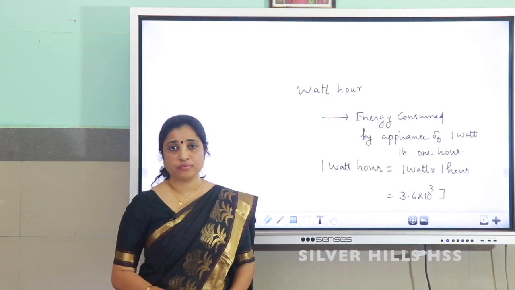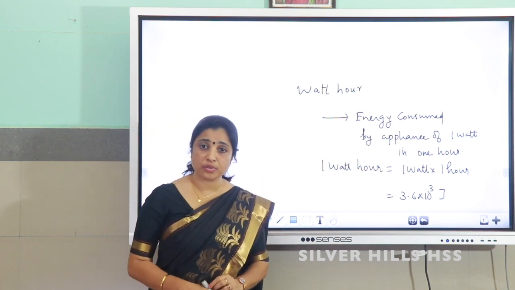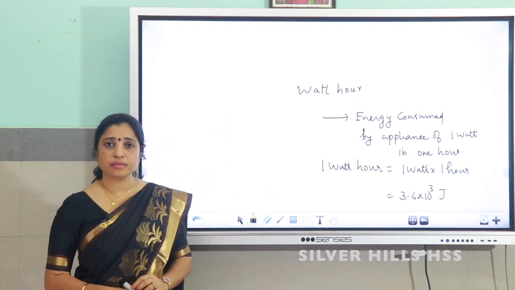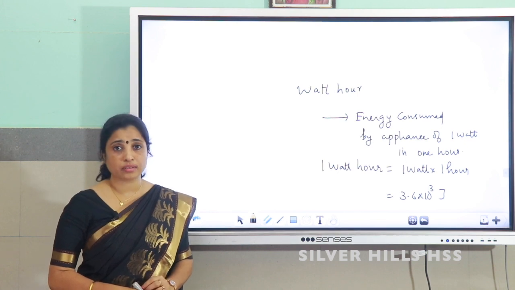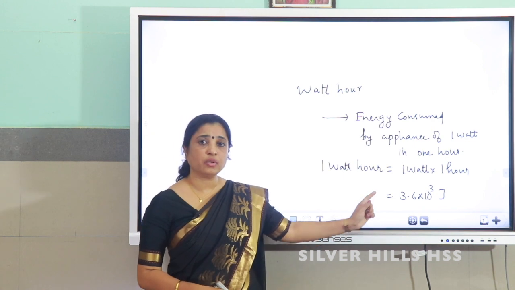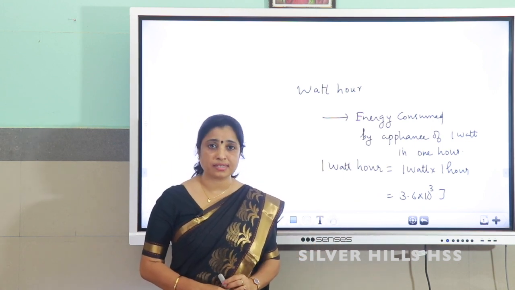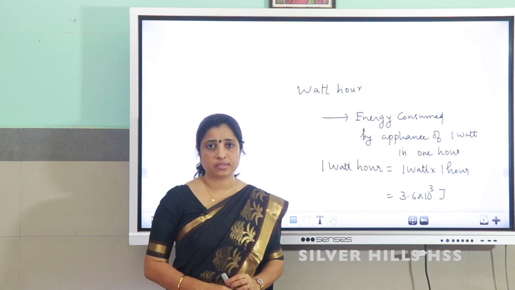Another unit of electric energy is watt hour. Watt hour is actually the energy consumed by an appliance of 1 watt in 1 hour. So you can see 1 watt hour is equal to 1 watt into 1 hour, which is equal to 3.6 into 10 raised to 3 joules.